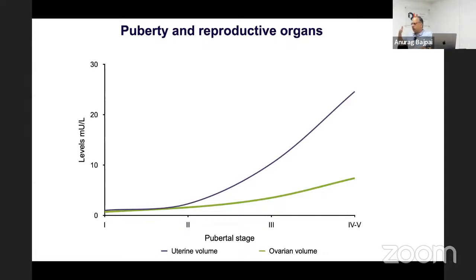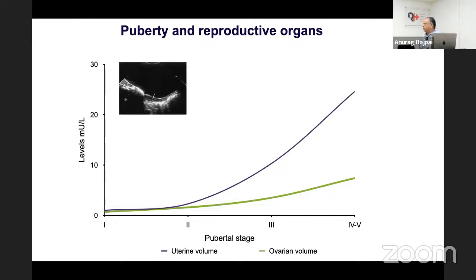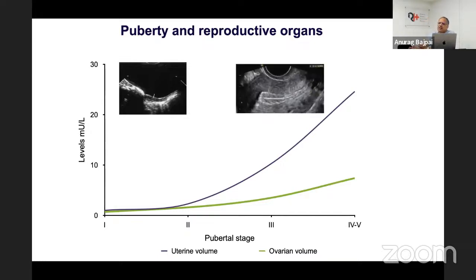Similarly, as your estrogen goes up in the initial phase, your uterine volume and ovarian volume are pretty similar. But as time progresses and your LH is rising, you will see a significant increase in uterine size, and the change in uterine shape from a tubular structure to a globular structure is the first sign of development of puberty in terms of uterine growth.